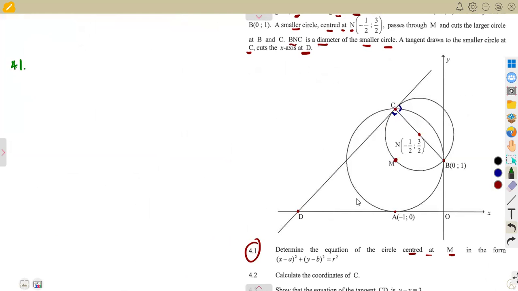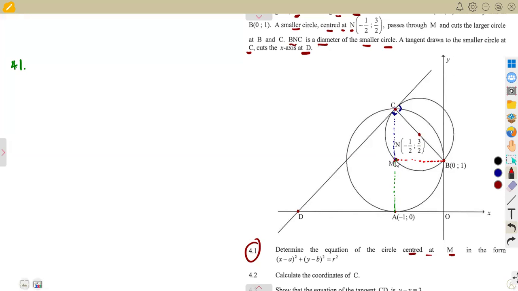So this is 4.1. The point M is the center of the circle. From A, which is an end point on the circle, to the point M, the center, the distance is supposed to be the same distance from M to the point C, talking of the radius concept. The same thing applies from the same point M to B.